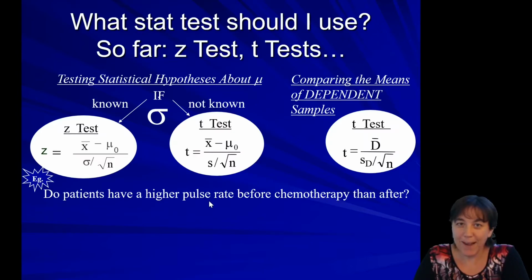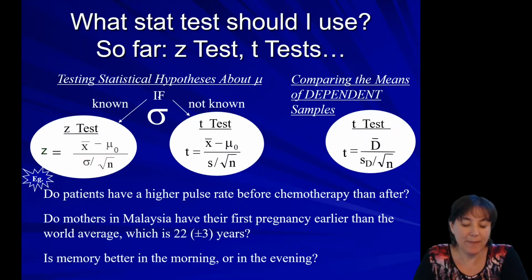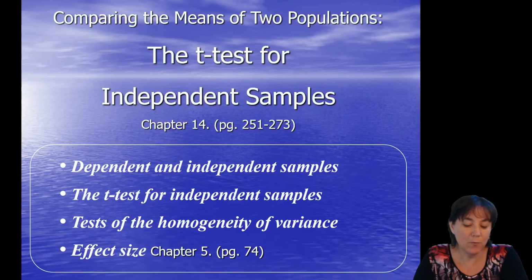So let's practice this again a little bit. This is my problem: do patients have a higher pulse rate before the chemotherapy than after? Obviously, the answer is pretty straightforward. And these are my other questions. So please try to answer them. Okay, we can get back to the answers in the conclusion, in the discussion part.